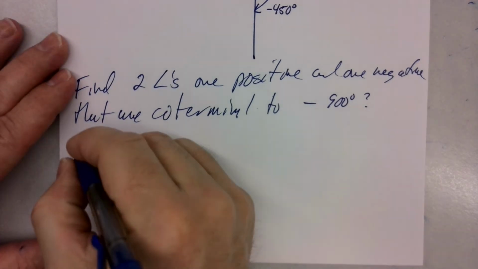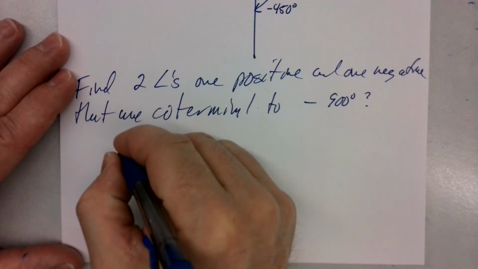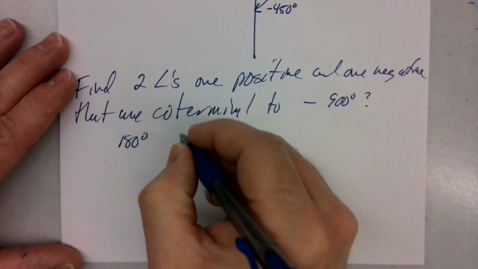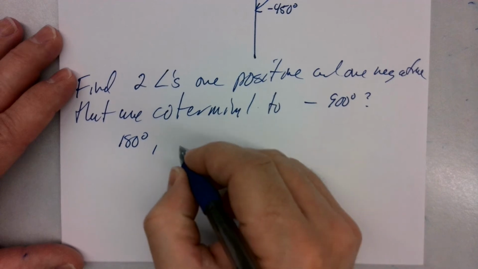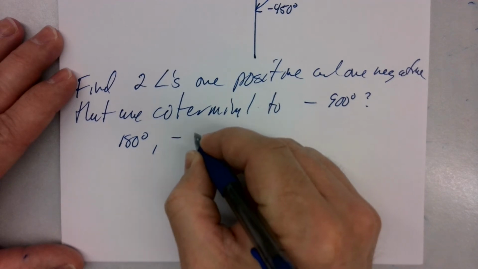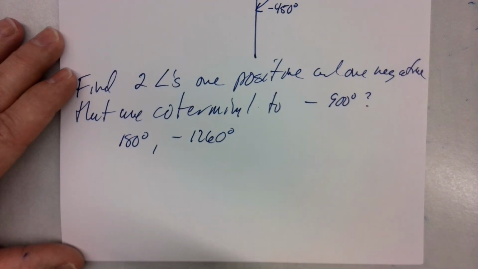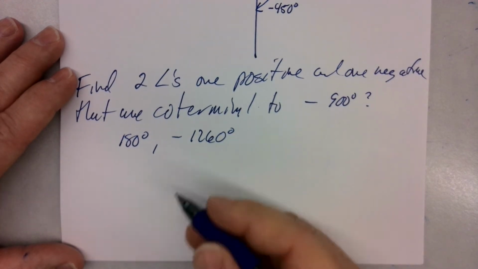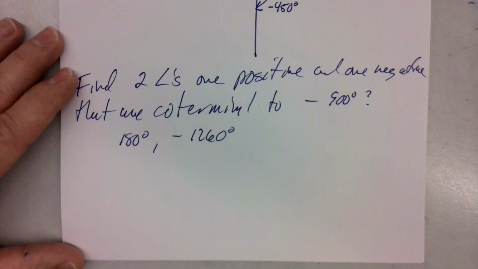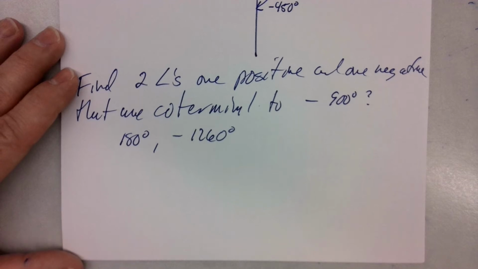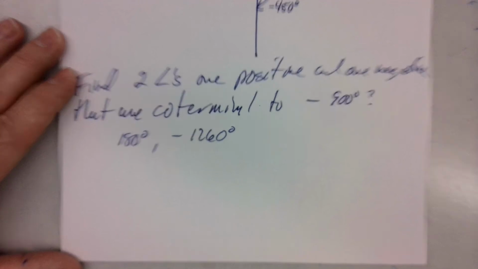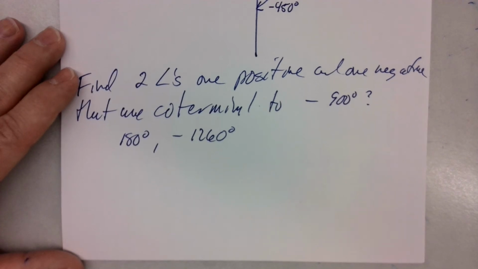Who was number 9? What do you got for me, Richards? I got 180 degrees. For the positive, what's the negative? Negative 1,260 degrees. Now, are they the only two answers I could have? No. In theory, can I go around as many times as I wanted? Yeah, doesn't matter. I would always find the two that are the closest. Okay? And so that's that.